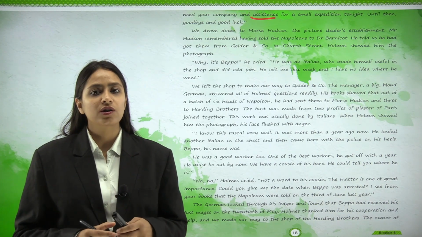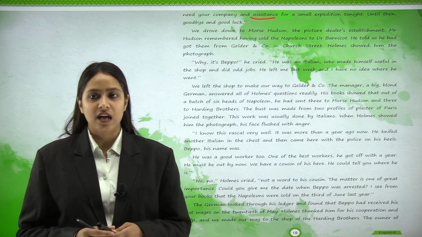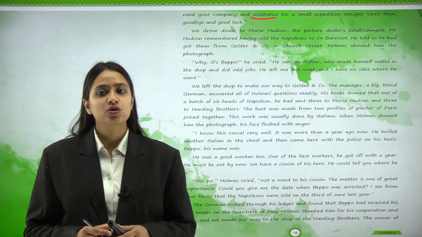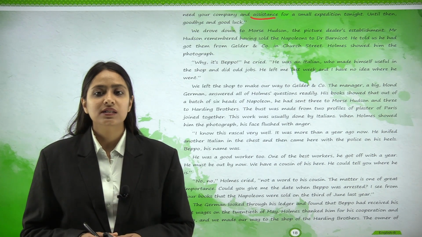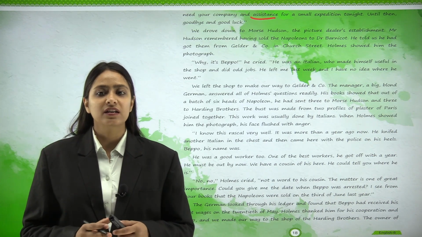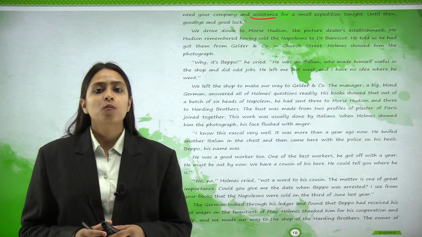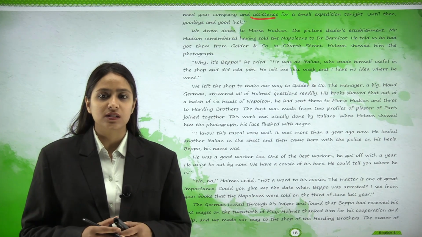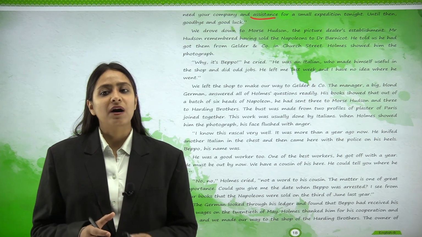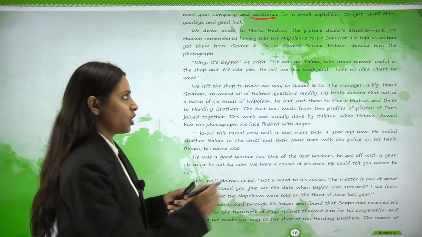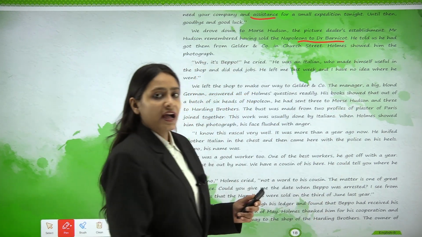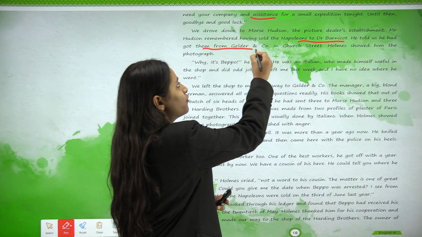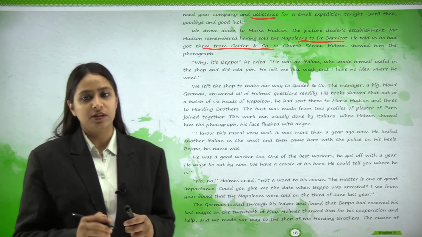We drove down to Morse Hudson, the picture dealer's establishment. Mr. Hudson remembered having sold the Napoleon to Dr. Barnicott. He told us he had got them from Gelder and Company in Church Street. Holmes showed him the photograph. So now Holmes has come to Morse Hudson, who actually sold the bust of Napoleon to Dr. Barnicott, and Morse Hudson got them from Gelder and Company in Church Street.